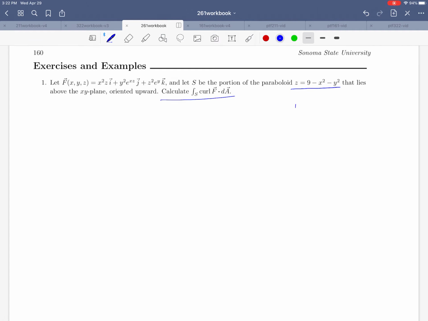So it's a paraboloid. Let me draw my 3D axes right here. We have x over here, y over here, z over here. And we have a paraboloid that's upside down because it's 9 minus x squared minus y squared. When x and y are 0, z is equal to 9. So the vertex is up here at z equals 9, and then we have this upside down bowl.